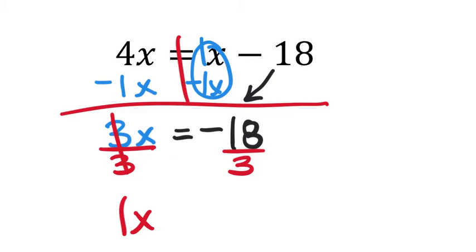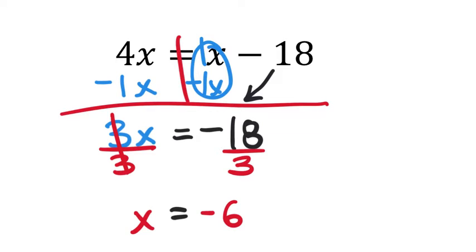That's because if I do it to one side, I got to do the other side, and then 3 divided by 3 there is 1. So there's 1x, or you can make it phantom 1x if you'd like. But this then equals negative 18 divided by 3 is negative 6. So that ends up being our answer.